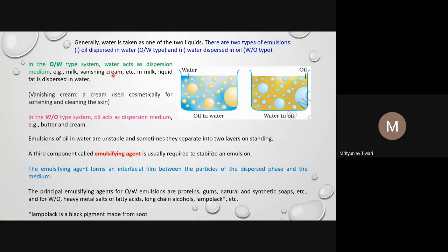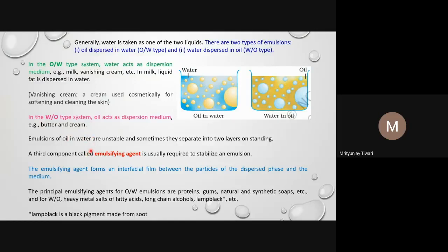And vanishing cream means what? It's a cosmetic cream which is used for softening and cleaning the skin. The vanishing cream, in WO type system, means water dispersed in oil. Oil acts as the dispersion medium, and examples are butter and cream. These things we already know, butter and cream, you might have seen.